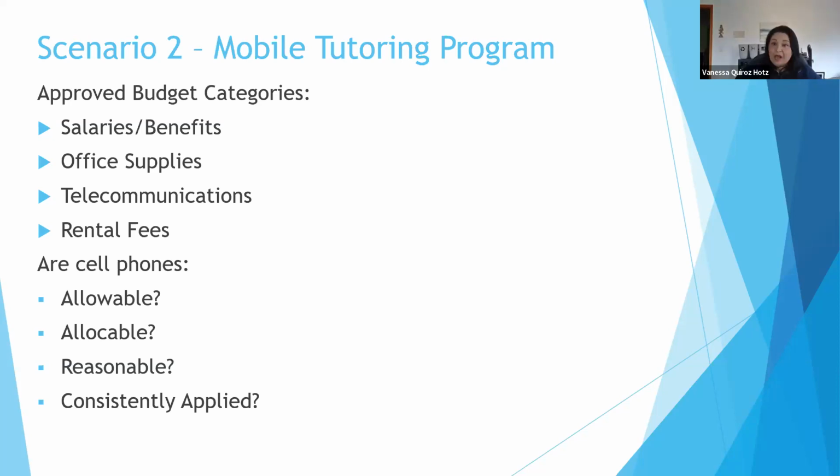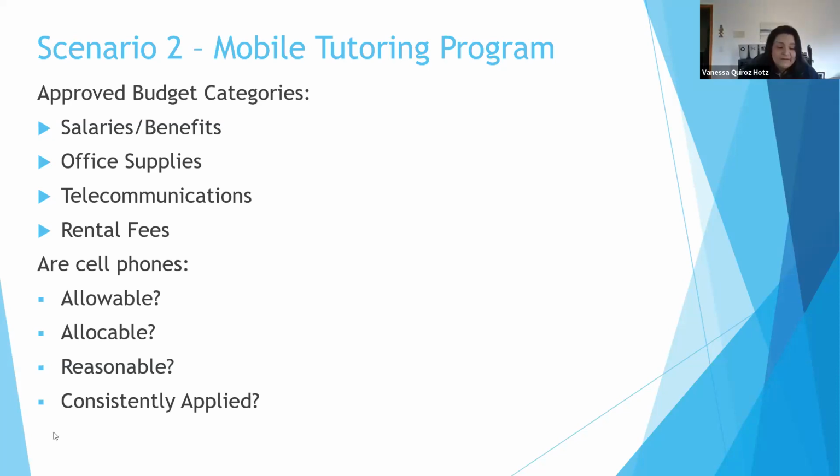The next question is, would it be allocable to that program? And yes, because you can have that direct correlation. Some organizations will 100% charge these types of cell phones, but maybe they lock them up at the end of the day. So the tutors come in, they pick them up at 9 a.m. and then they bring them back at the end of the day and lock them back up. So they're only used for the tutoring program. Then, are cell phones reasonable? Again, absolutely. The tutors need to be able to get a hold of their students, the students need to be able to get a hold of the tutors, and it's a mobile program. And then is it consistently applied? That would depend on your organization. Are you considering them a direct charge to the grant, or are you considering them an indirect? For this purpose and this program, we're assuming they're direct charged.